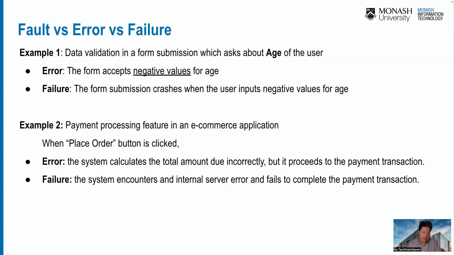Another example, this is for the payment processing feature in an e-commerce application. When the place order button is clicked, the error could be that the system calculates the total amount due incorrectly, but it proceeds to the payment transaction. That's an error in the system, but it caused the failure to the end users as well. That means the system encounters an internal server error and fails to complete the payment transaction. Anything that is external to the software, we call it failure.